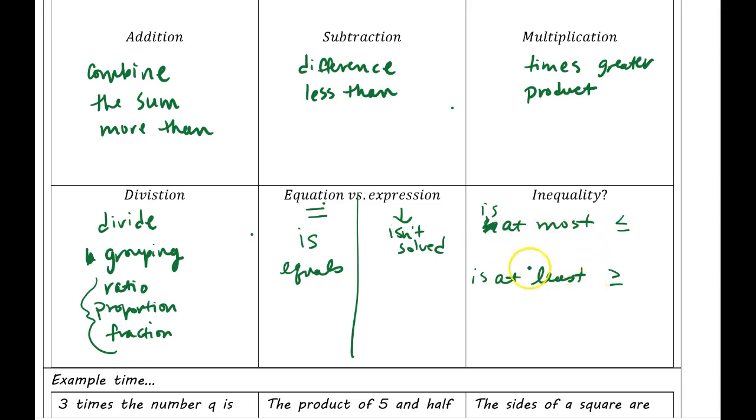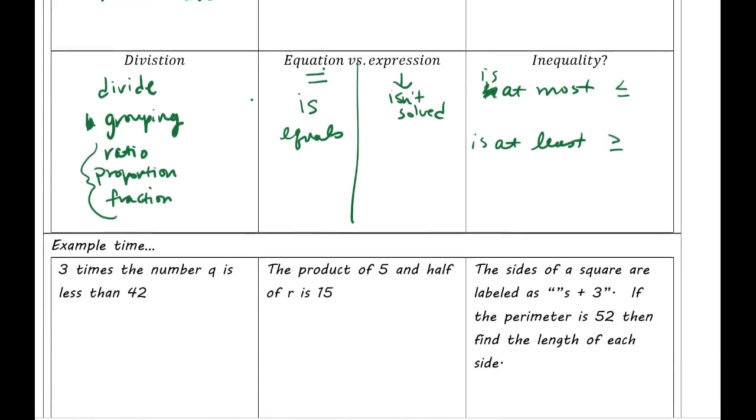These will be the trickiest for most people, honestly. When you see that, you're just going to put an equal sign and it'll be wrong. You'll need to put that symbol instead. Okay, so there's our vocab lesson. Now it's time for examples so we can actually practice this.